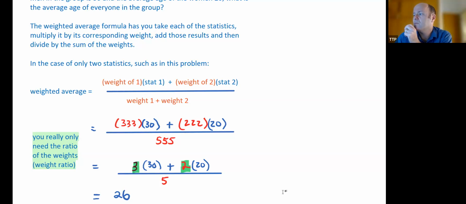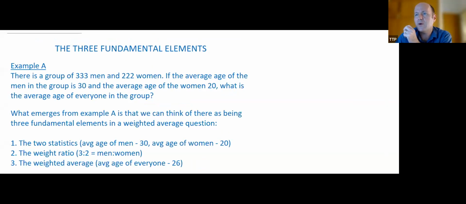Now, when we talk about a weighted average problem, it's helpful, as is the case with most GMAT questions, that you identify the elements that are part of the story. Okay, and when we look at this example A, we can think of there as being sort of 3 elements that make this a weighted average problem.